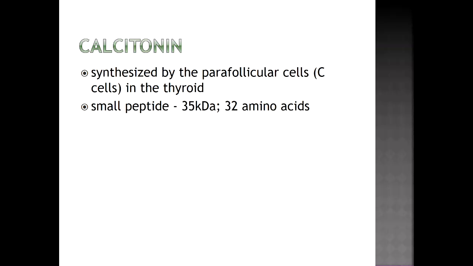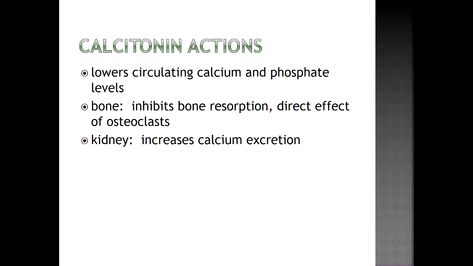The other hormone I'm going to talk about is calcitonin, not because it's that important in an adult animal, but because we can use it to help us pharmacologically. It's synthesized by the parafollicular cells or the C cells in the thyroid gland, so not a major player in day-to-day regulation in an adult animal. It's a very small peptide. It lowers circulating calcium really, really quickly, and that's how we'll use it pharmacologically.